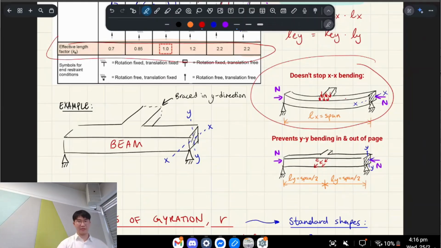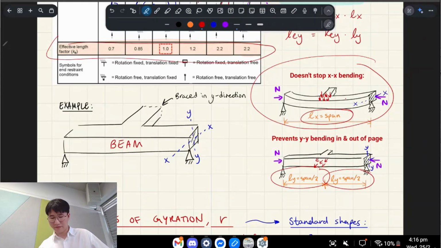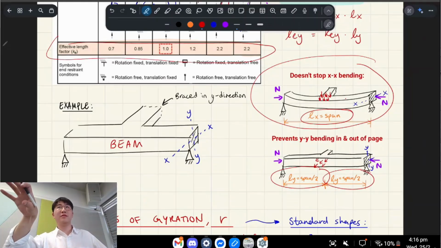So bracing usually does like this. So that's LX, the entire beam length, but LY might be half the beam length or something, because there would be a support holding it in the middle, basically.